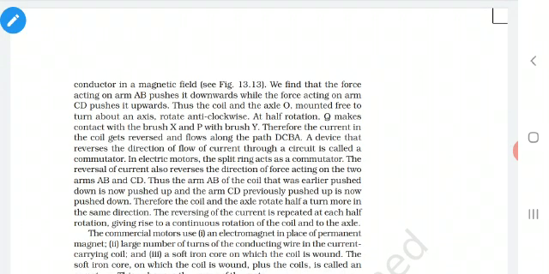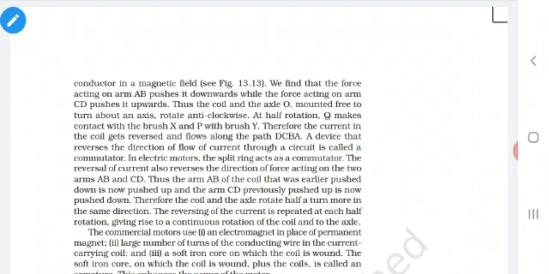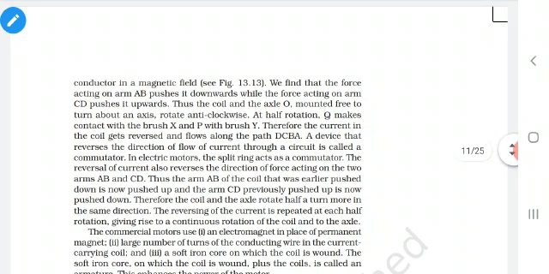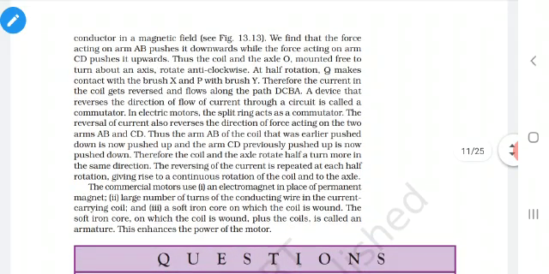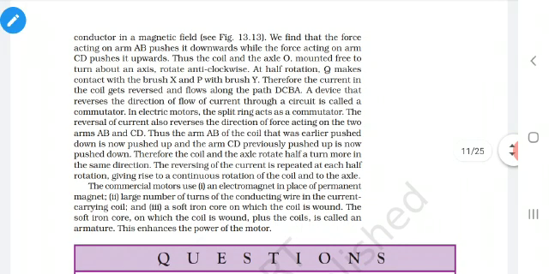So what happens is the coil will rotate through half a motion and go back. Is that good for us? No, it is not good for us. If it rotates half the motion and goes back, it is not useful. So that is why we have the commutator, that is, the split rings.